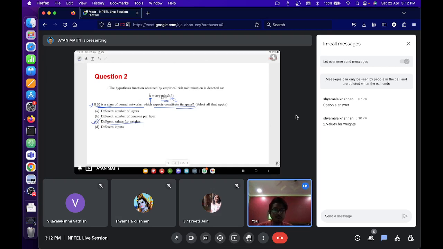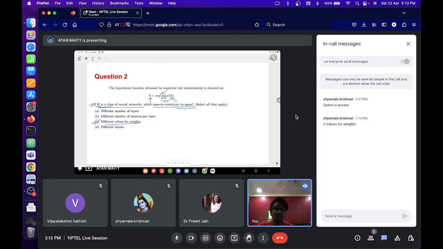So basically we are trying to find out the best fitting values for the weights of the neural network. So the space of H would constitute different values of weights. This is just the set of different weights that are possible for the neural network, and using this argmin expression we are trying to find out the set of weights for the neural network which will minimize this empirical error epsilon.